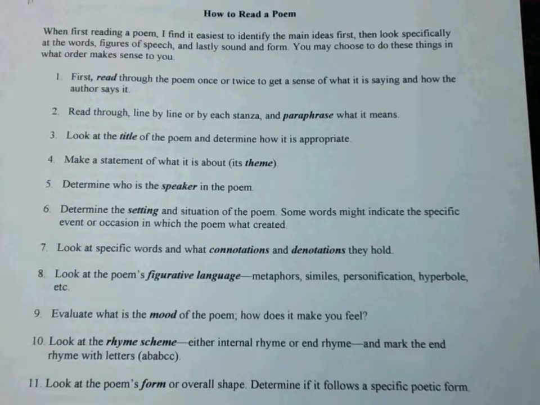Determine the setting and situation of the poem. So what is going on? Where is this poem taking place? Like a story, it usually has some kind of a setting. There might be some words or phrases to indicate the specific event or occasion in which the poem was created. Also look for specific words and think about what connotations and denotations they hold. Denotation is just the dictionary definition of a word, so sometimes you have to break down the word meanings when we're doing poetry explication, or what other meanings and ideas, connotations, they might hold.